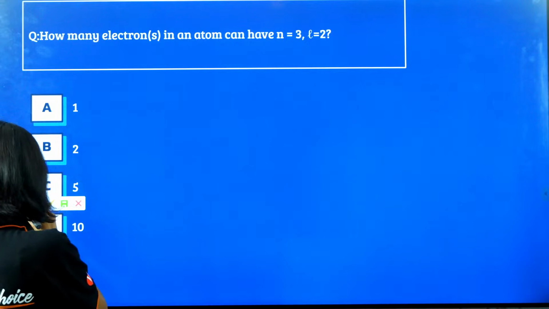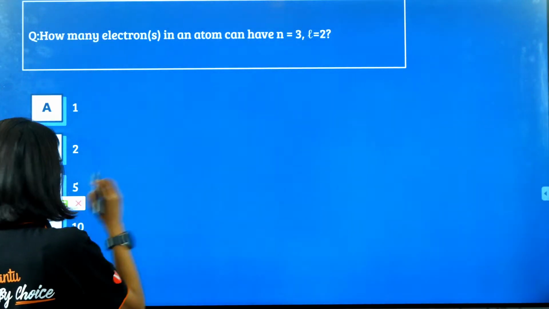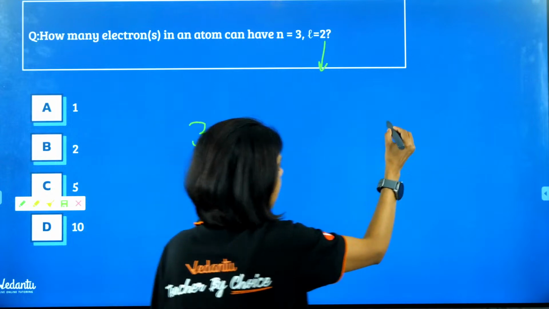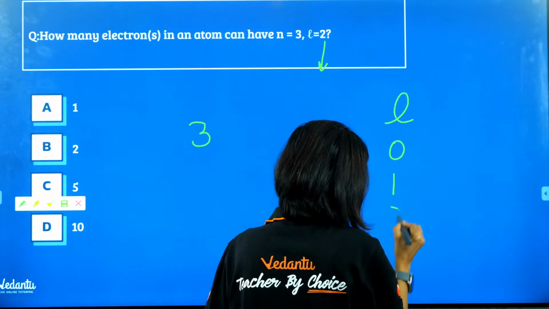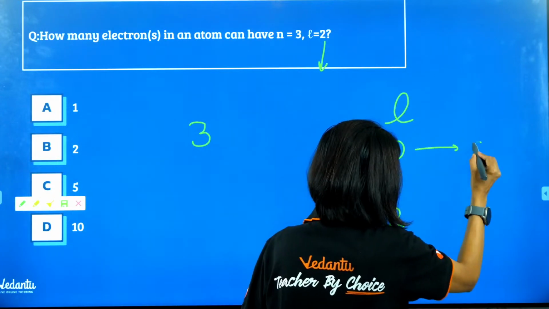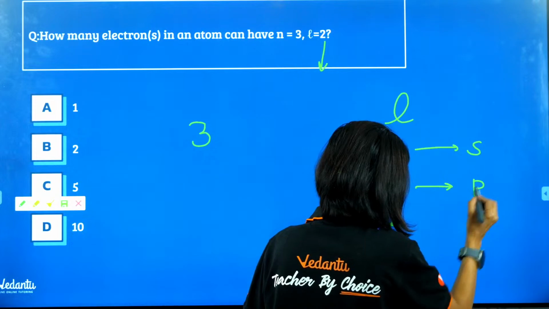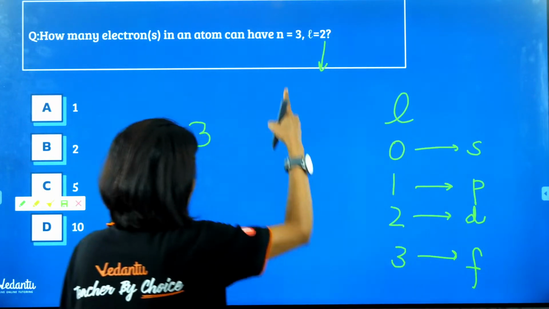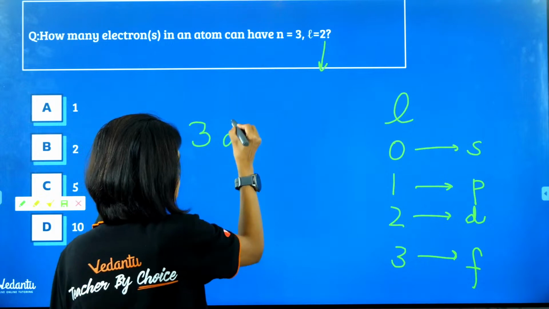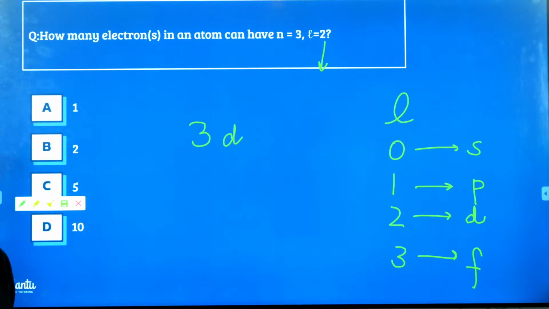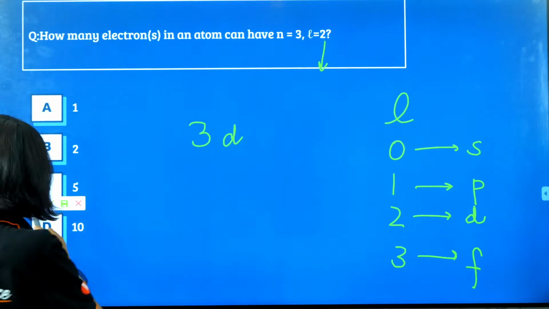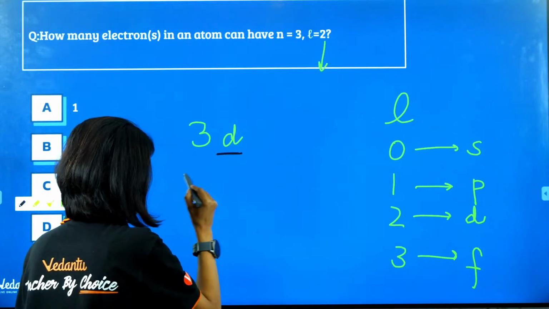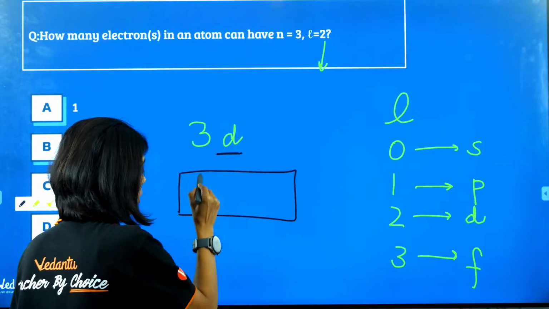Next, how many electrons can be filled if n is 3 and L is 2? N is 3 means you have the third shell. For L equal to 2, remember L is 0, 1, 2, 3. If L is 0, that means S subshell. L is 1, P subshell. L is 2 means D. So if the L value is 2, that means D subshell. Got it? 3D subshell. So how many orbitals does the D subshell have, guys? 5 orbitals.